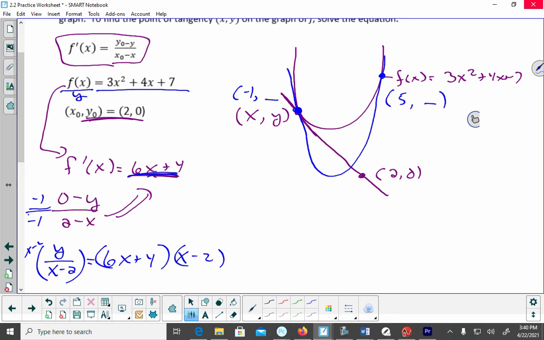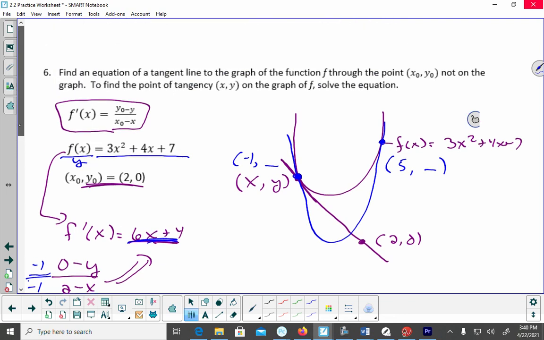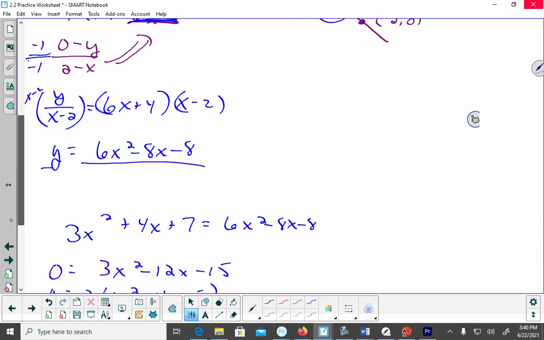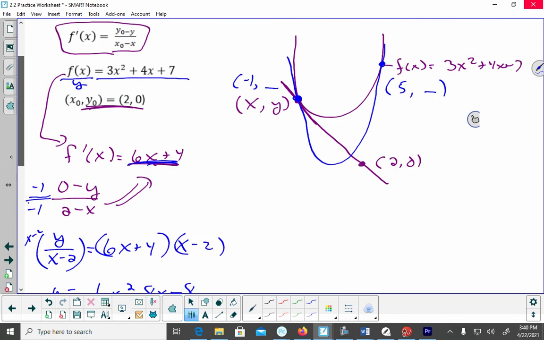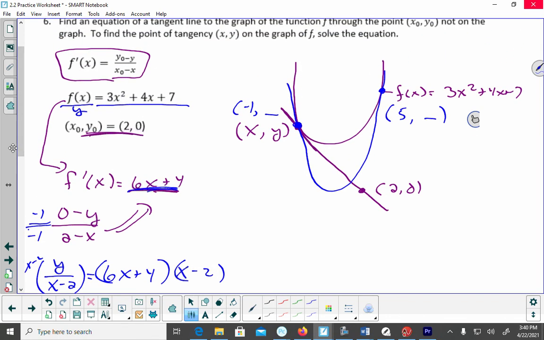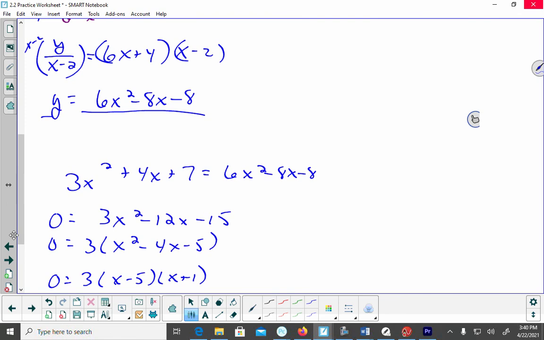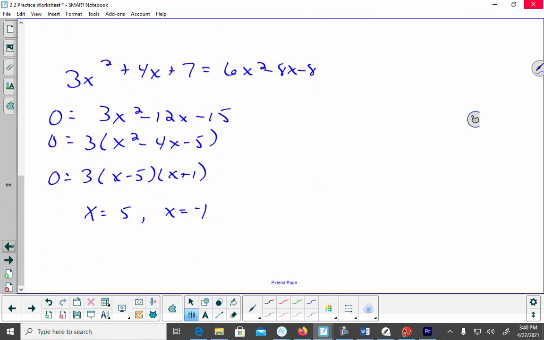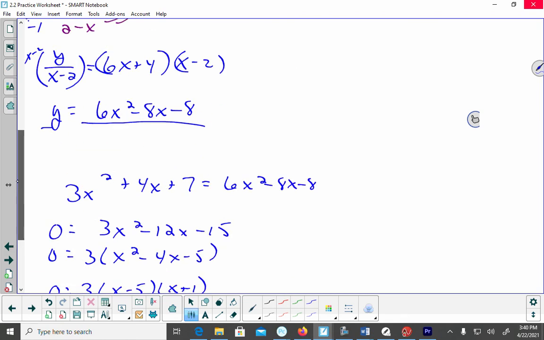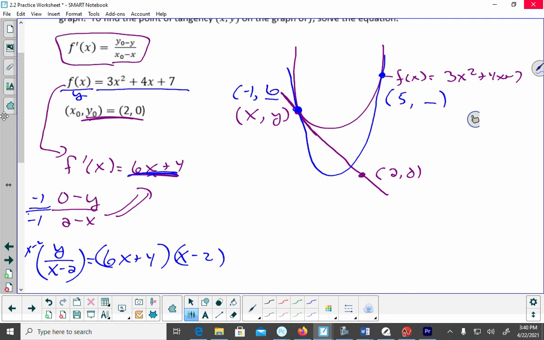Well, it wants me to write the equation of the tangent line, so I need to know the y values. So I can substitute that -1 and 5 either into the original equation or into the equation that I came up with, that 6x squared, to find the y's. I chose to substitute back into the original equation, so I'm going to do f of -1. And that is going to equal 3 times -1 squared plus 4 times -1 plus 7. And when I do that, I get 6. So this ordered pair is -1, 6.